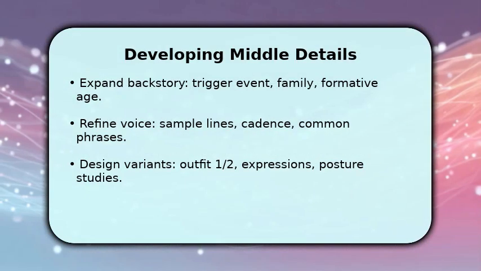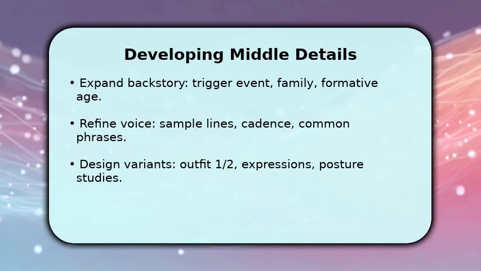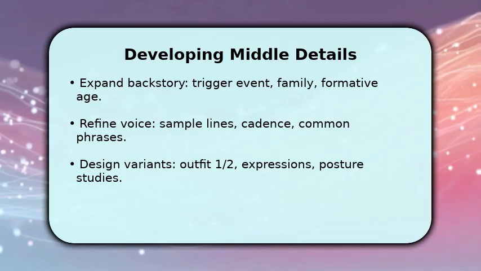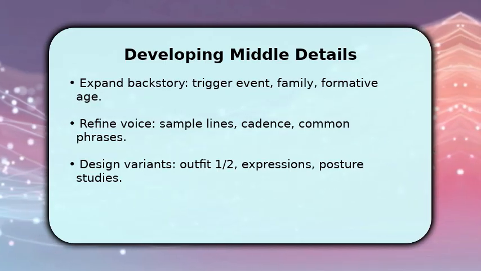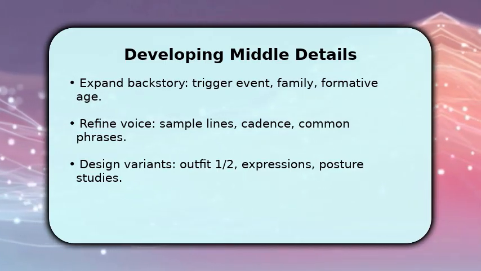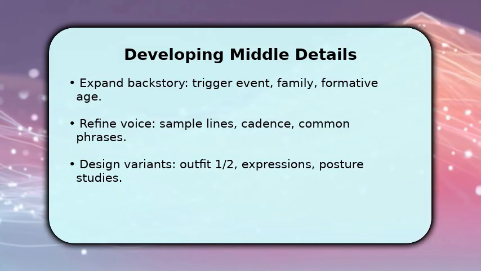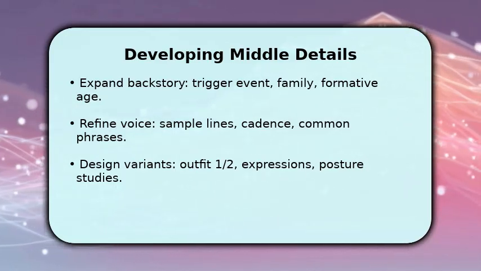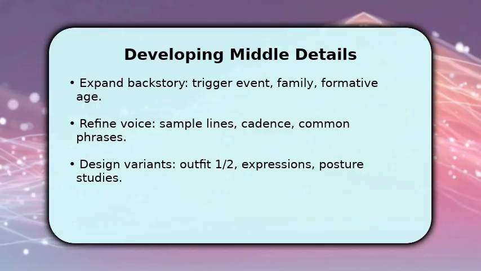Now deepen the character by creating a short backstory centered on a formative trigger event and a believable context for their goal. Once that's sketched, refine the OC's voice by writing 5 sample lines and noting cadence and favorite phrases. Make 3 design variants, 2 outfit options, and expression studies to test readability in different scenes.